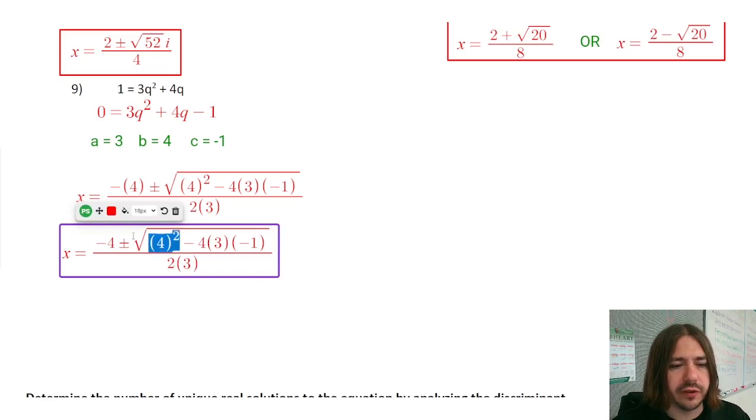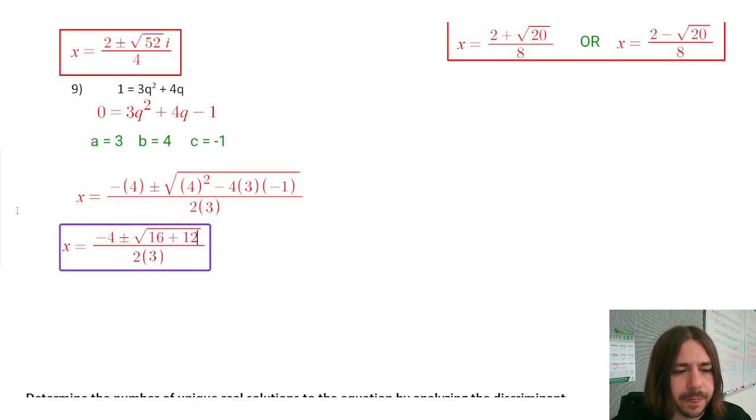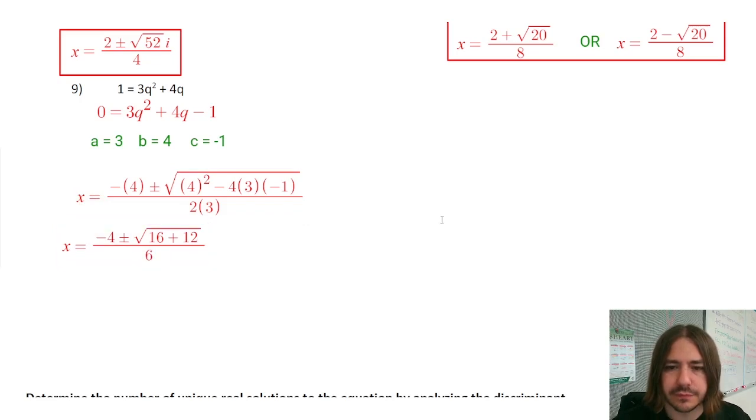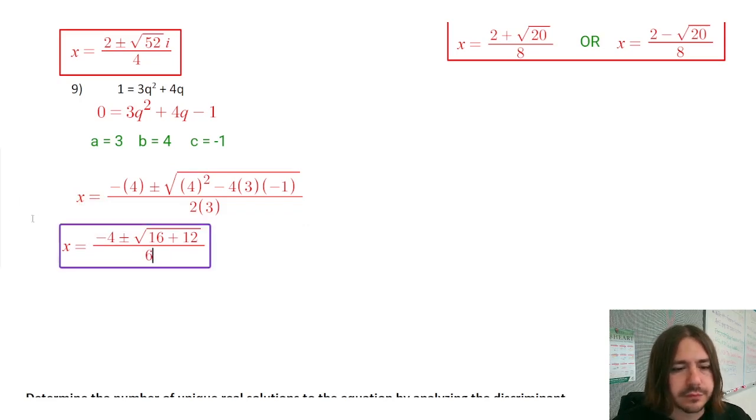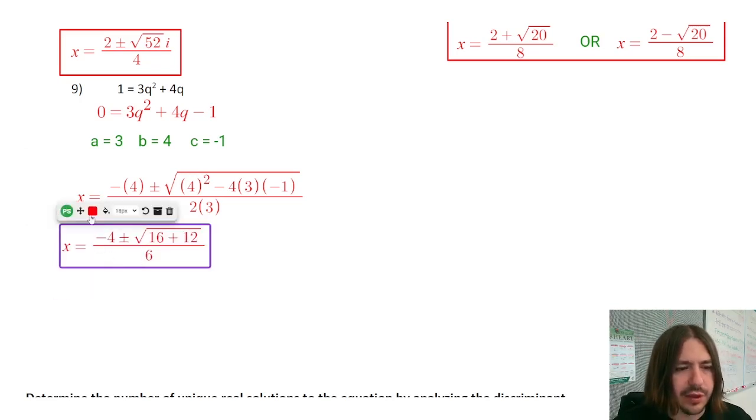Negative 4, 4 squared is 16. 3 times 4 is going to be 12, and a negative times a -1 is going to be +12. And 2 times 3 is 6. I think we're going to get another irrational set of solutions here. It's fine, that does happen pretty frequently.